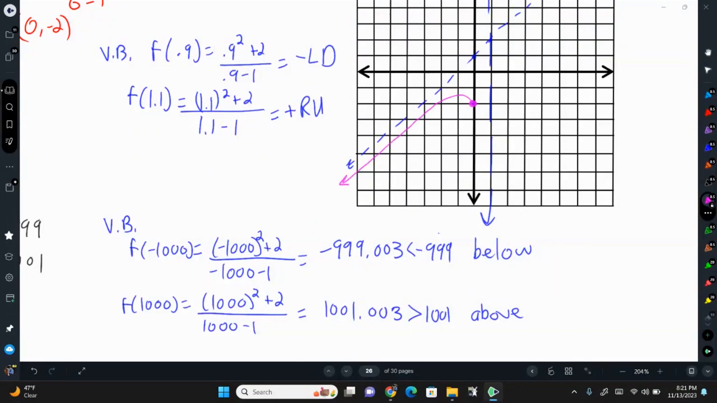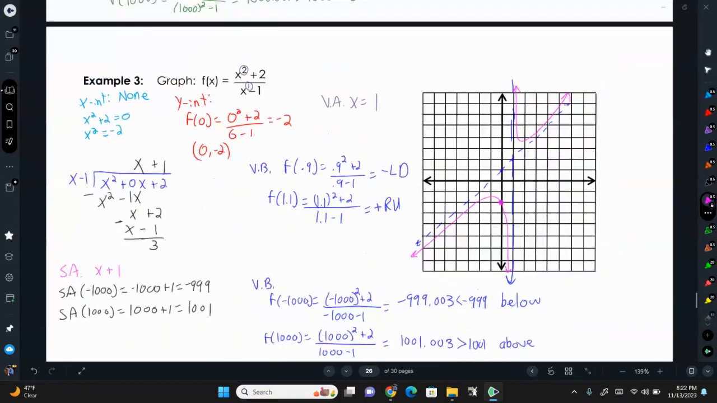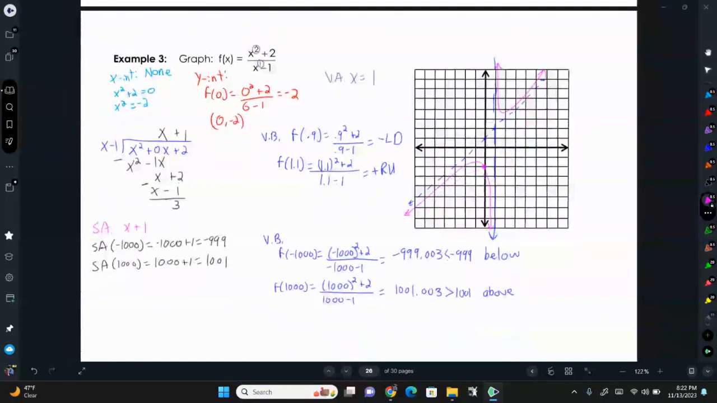And of the vertical asymptote, the left side goes down. Now the right side of the asymptote, it goes up, and the end behavior is above the slant asymptote. So it will look like that. So most of the process is the same as our other rational functions. It's just that the slant asymptote does take a bit more time to solve for.